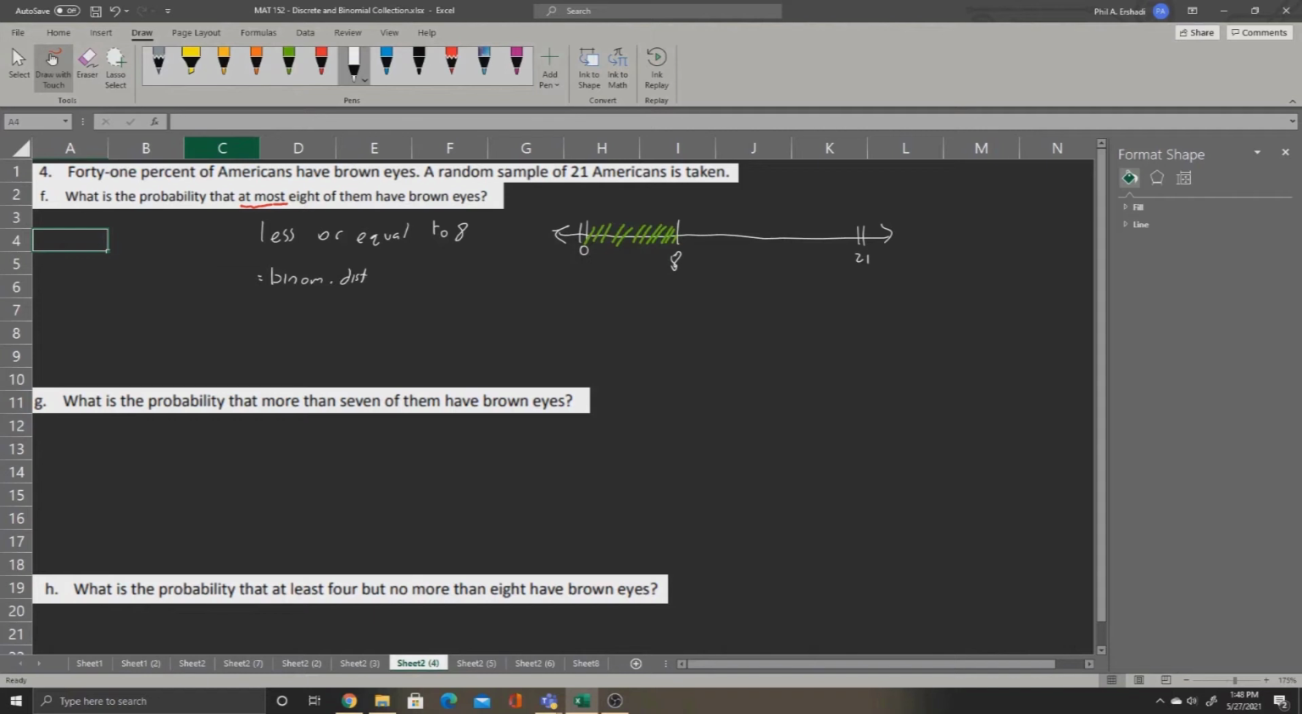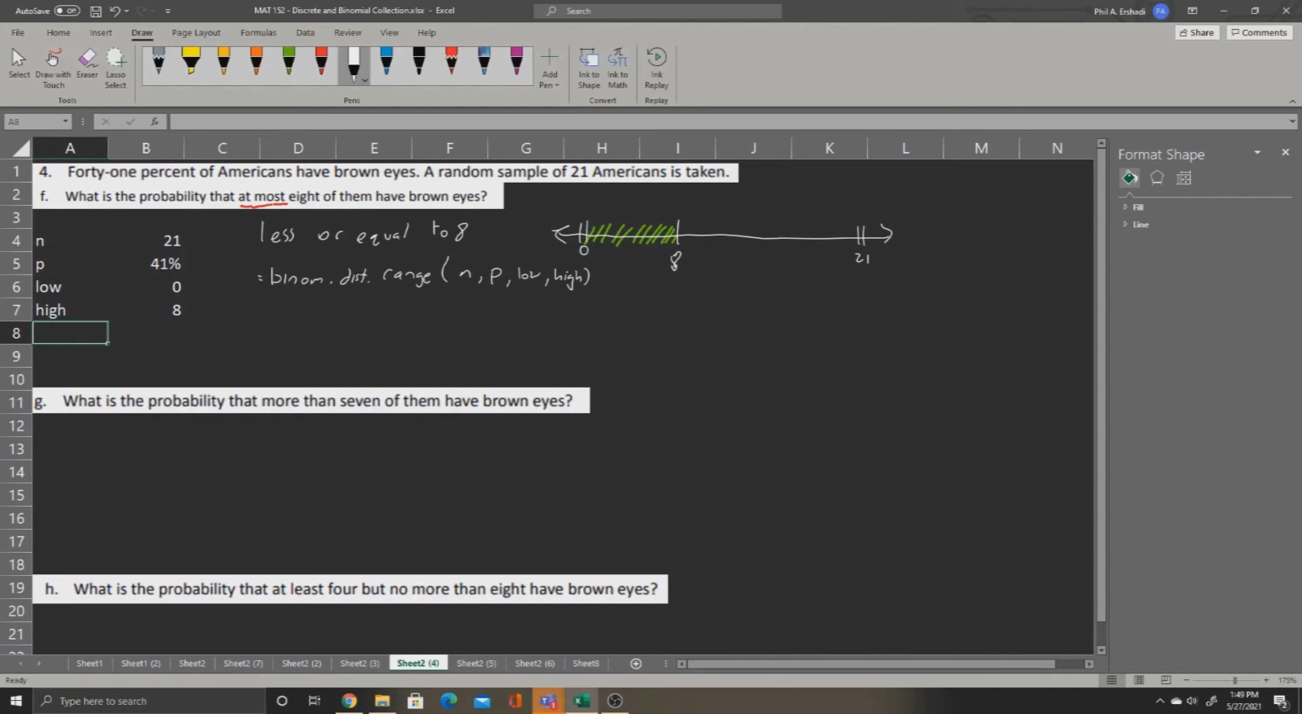binom.dist.range. First, we place our size of the sample, n, the probability of having brown eyes, our lowest number in our range, and our highest number in our range. We put labels in column A: n, p, low, and high. The size of our sample is 21. The probability is still 41%. Our lowest value is 0, and our highest value is 8.